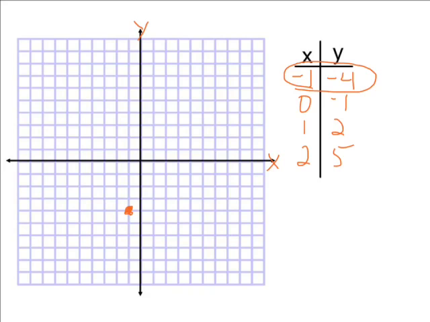Our next ordered pair is (0, -1), so we start at (0, 0). We do not go left or right at all, and then we go down 1 at -1.